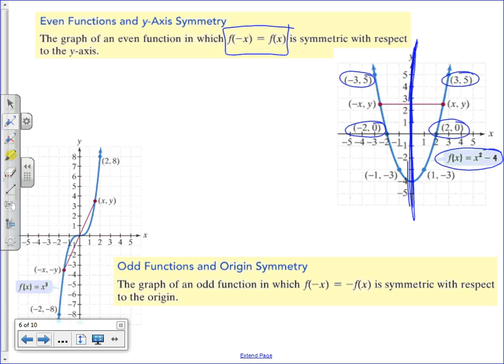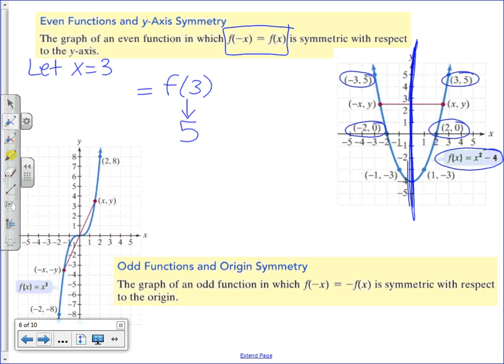So I'm going to let x be equal to 3. So Genesis, what is f of 3? You could just tell me the y coordinate. F of 3. So if 3 is the x, what will be the y value? 5.